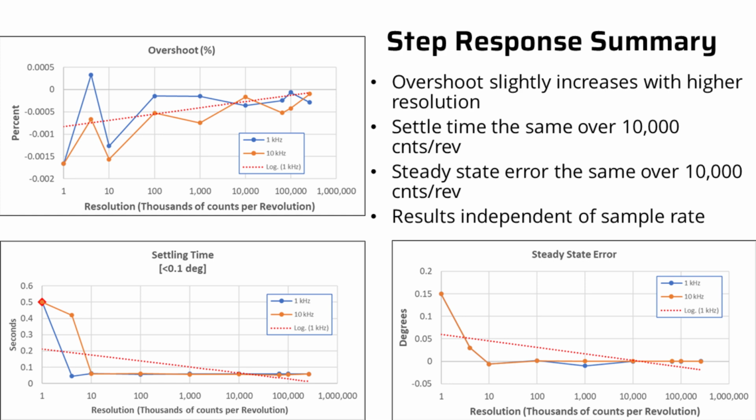And if I do a summary of the step responses I did, there's some slight increase in the overshoot with higher resolution. The settle time is basically the same over 10,000 counts per revolution. You can see it flattens after that. And if I look at the steady state error, again, over 10,000 counts per revolution, I'm basically flat across all these different resolutions. And the results are independent of the sample time. There's no difference.